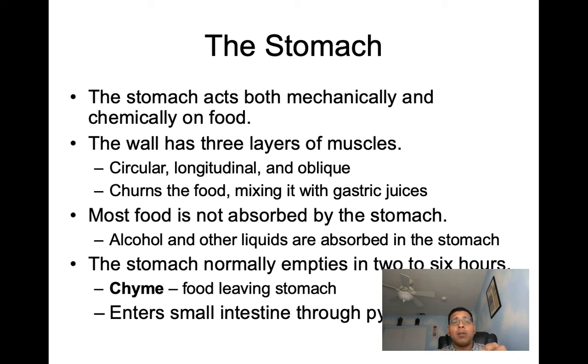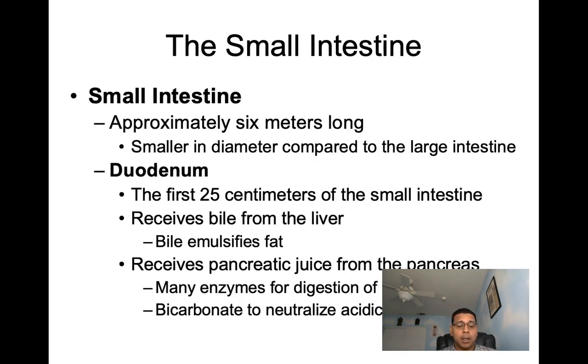So with the valve, the pyloric sphincter, opening up, this will allow food to pass into the small intestine. Let's talk then about the small intestine. The small intestine has a small diameter compared to the large intestine. It's very long, about 20 feet in length, about 6 meters long.